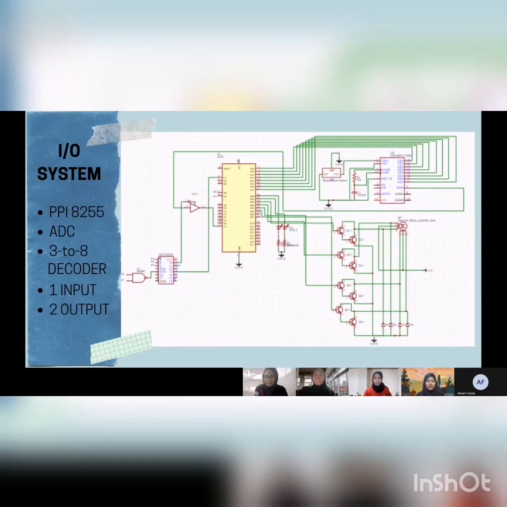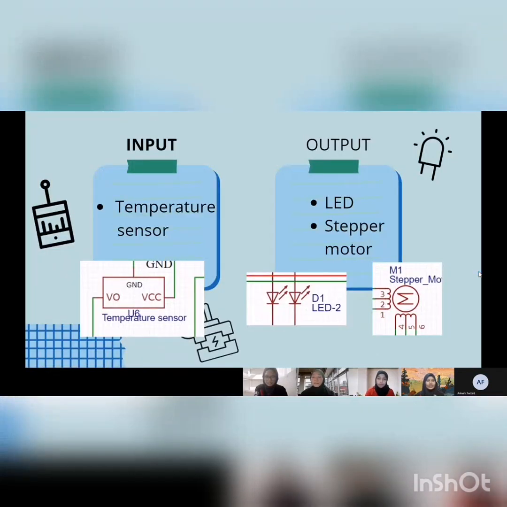Our I/O system consists of a programmable peripheral interface 8255, an analog to digital converter, a 3 to 8 decoder, 1 input and 2 outputs. In this project, the temperature sensor that functions as the input is used to detect the temperature in the egg hatching system. In order to keep the eggs hatching safely within the correct range of temperature, the sensor is an important device in this design.